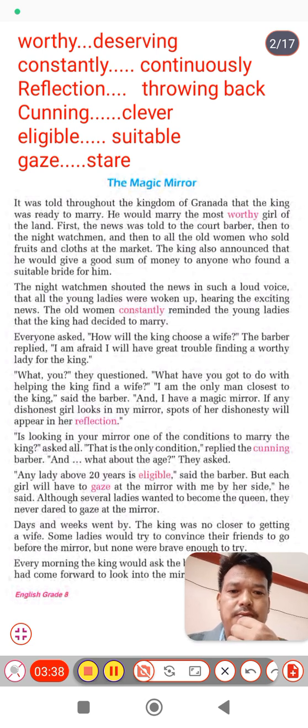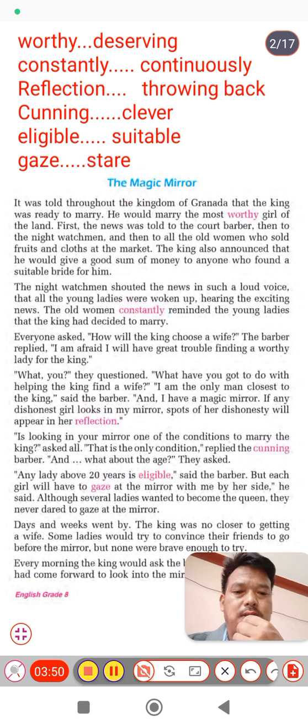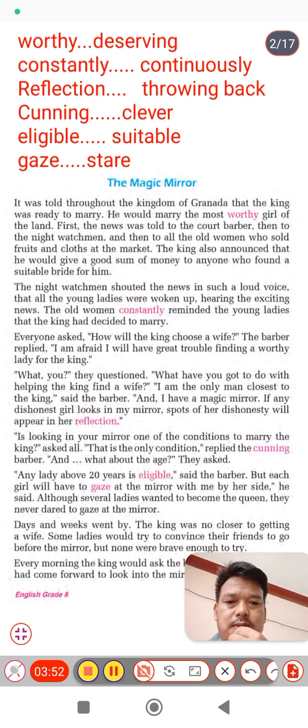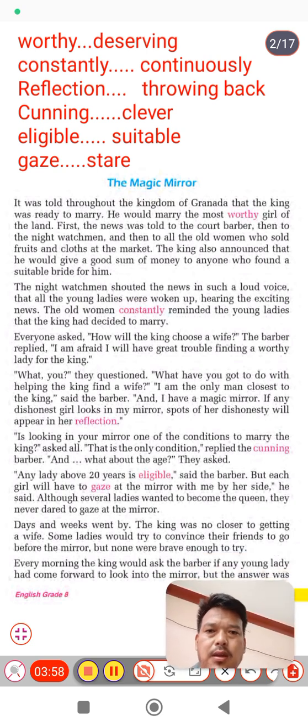Before we start the story, we have some pre-questions. Here I have written the word meanings. One is worthy, meaning deserving; constantly, meaning continuously; reflection, meaning throwing back; and cunning. All these are the word meanings that we will discuss in the text. So let's start the text.